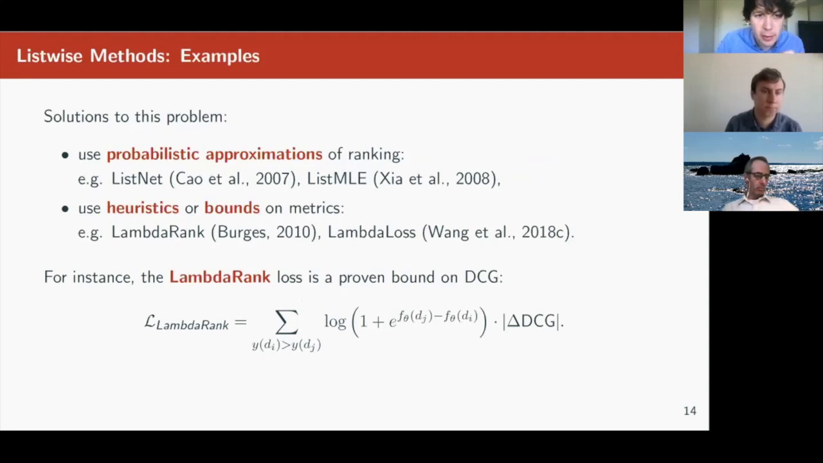There's probabilistic approximations like ListNet. We also have heuristics or bounds like the famous LambdaRank or LambdaMART or later LambdaLoss. For instance, here we see the LambdaRank loss where we also sum over these pairs, but now there's a weight according to how much the DCG changes when you switch a pair. I'm not going to go into more detail here. In the counterfactual learning to rank part, we'll see some more examples.